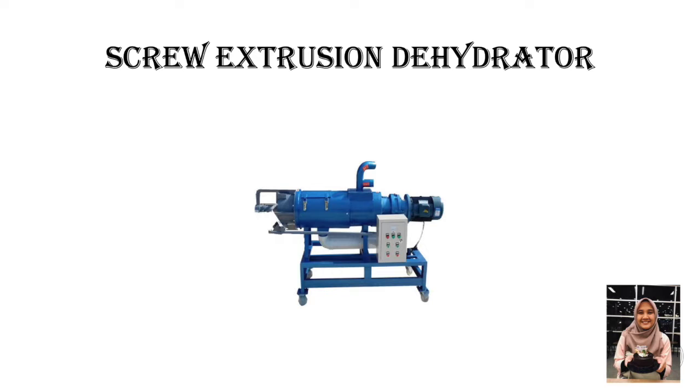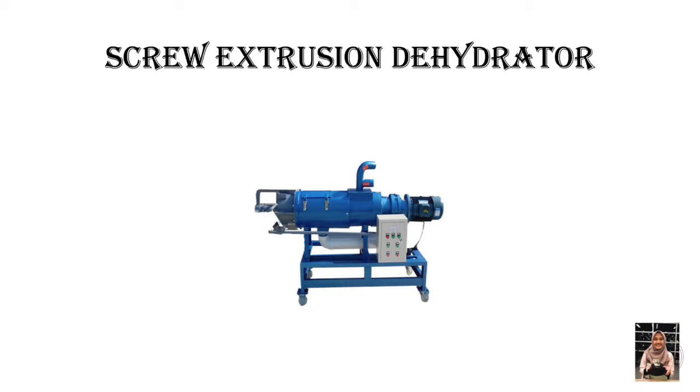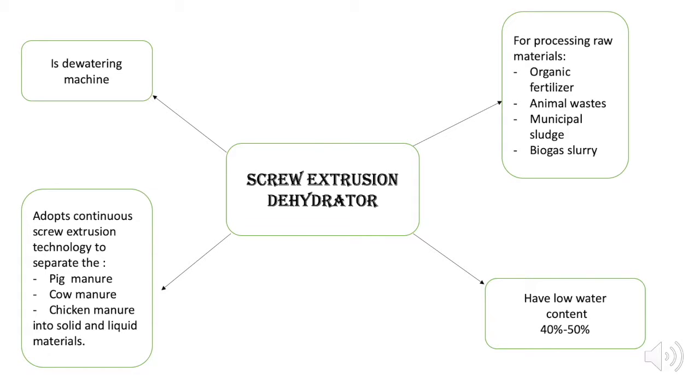The third machine for solid-liquid separation is the screw extrusion dehydrator. Screw extrusion dehydrator is a dewatering machine. It is used for processing raw materials such as organic fertilizer, animal wastes and municipal sludge. It adopts continuous screw extrusion technology to separate pig manure, cow manure and chicken manure into solid and liquid materials. Lastly, it has low water content, 40% to 50%.